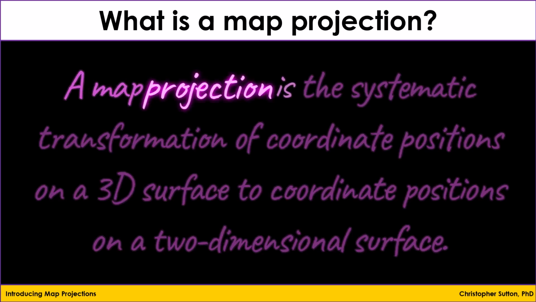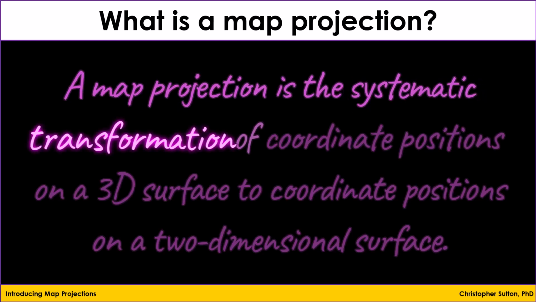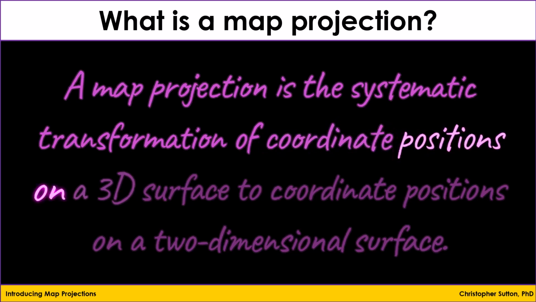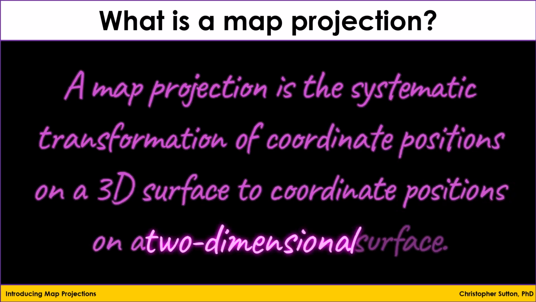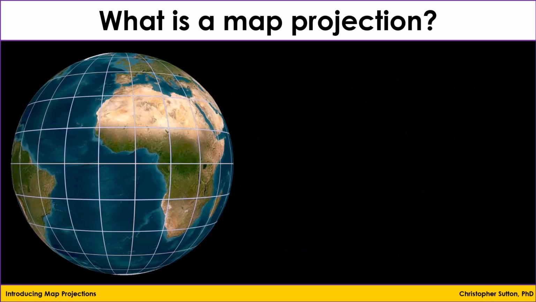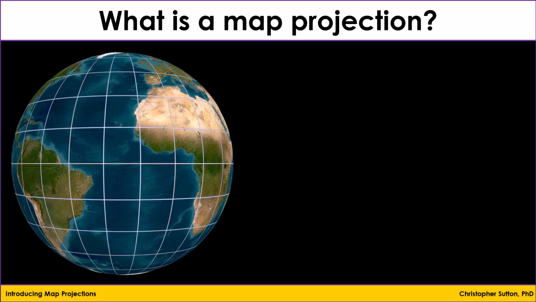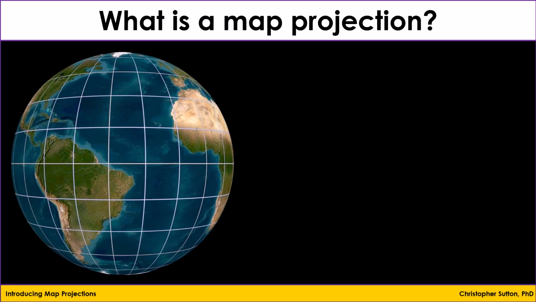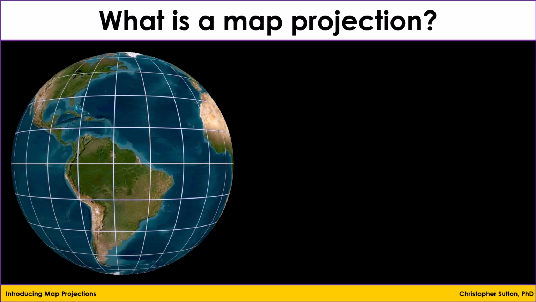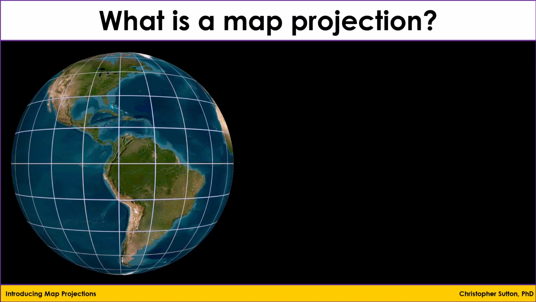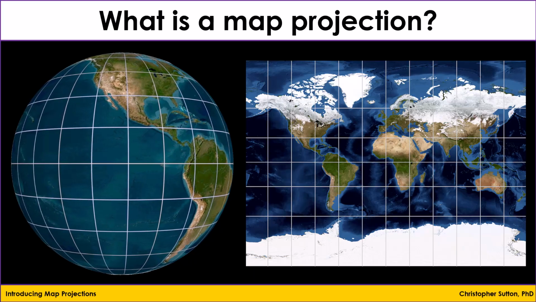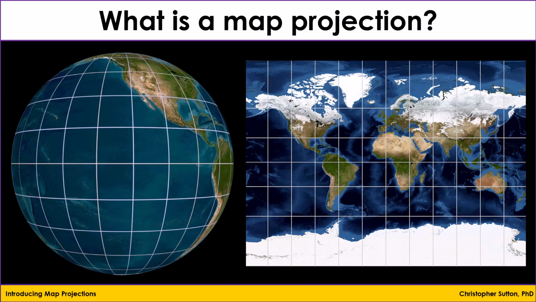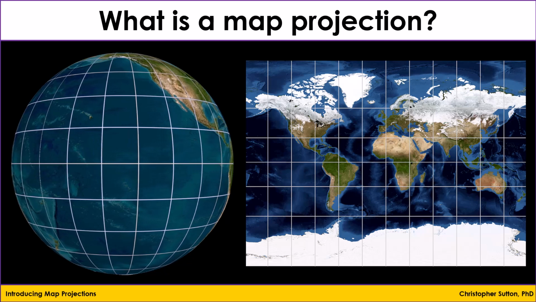A map projection is the systematic transformation of coordinate positions on a 3D surface to coordinate positions on a 2-dimensional surface. Earth is a 3-dimensional object. As was discussed in an earlier video, it is an oblate spheroid. Maps, on the other hand, are flat 2-dimensional objects, whether they are maps on computer screens or paper maps.